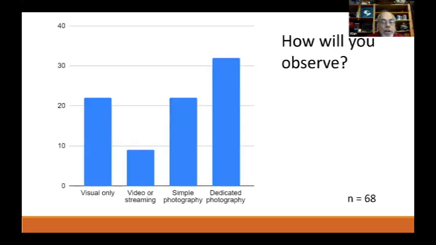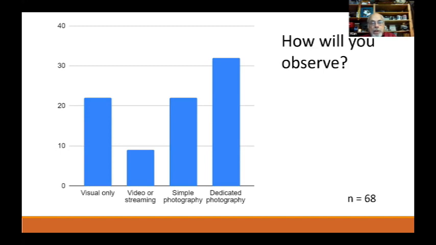This is a little bit more interesting, I think, what people are planning on doing. And I had to dig into this. It was worded not the best way. I tried to pull out visual only as opposed to people who have some sort of video. Obviously, everyone, whether they're doing visual only or photography, will look at the eclipse, will try to look at the eclipse naked eye to get the impression of it. So I tried to pull out from the responses what number of people were doing visual only.